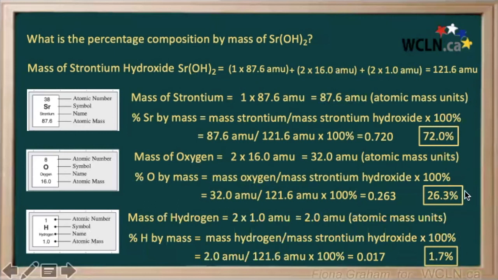Notice how these three numbers added up need to give us 100%, because 72% of the mass of our compound is coming from strontium, 26.3% is coming from the oxygen, and 1.7% is coming from the hydrogen. So, of course, that has to add up to 100%.